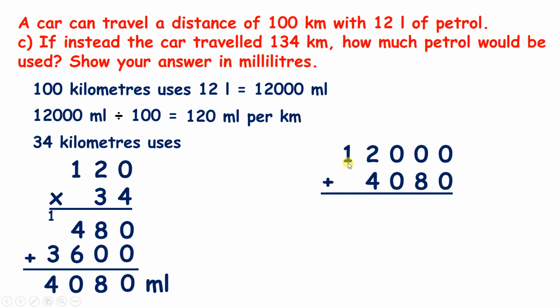So let's add 12,000 and 4,080. 0 plus 0 is 0, 0 plus 8 is 8, 0 plus 0 is 0, 2 plus 4 is 6, and 1 plus 0 is 1. So that tells us that if the car travelled 134 kilometres, we would need 16,080 millilitres of petrol.